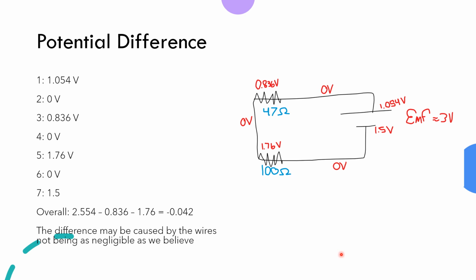Here's a nice little drawing of our circuit, and the red values are our potential differences all the way around. As you can tell, according to the node rule, everything should be the same. However, we did actually find that it was 0.042 off, which could have to do with incorrect measurements, or the wires weren't as negligible as we were led to believe.